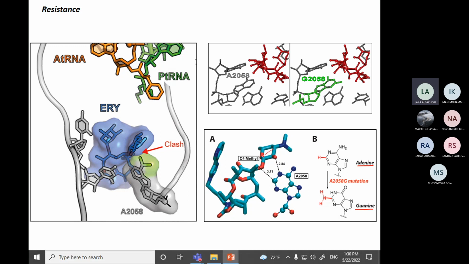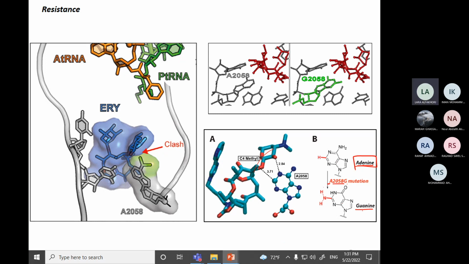Where macrolides bind, in this image, this represents one of the macrolides, which is telithromycin. There is a pocket where they bind, in adenine, right? Some bacterial strains had mutations where they would change adenine into guanine. That specific mutation is called A2058G, meaning the A changed to G, and this is the sequence number of that adenine.